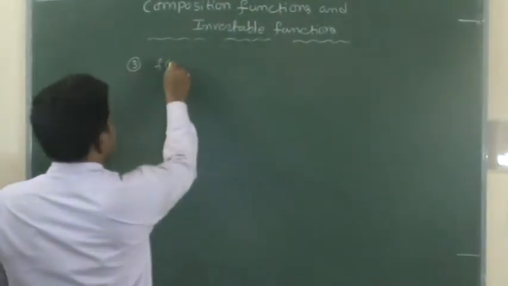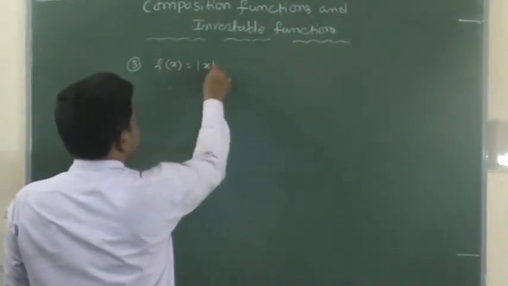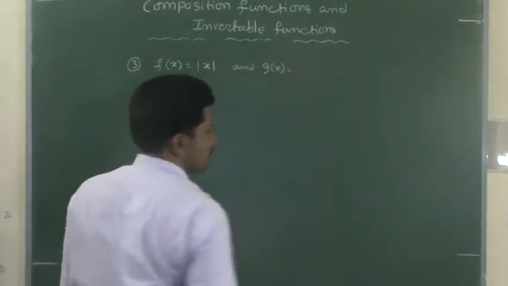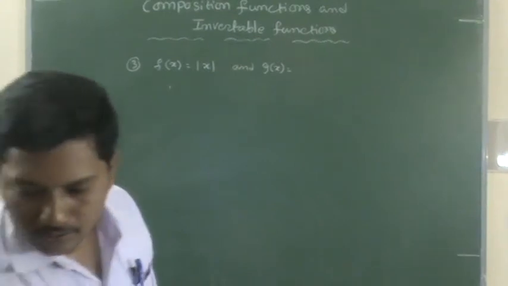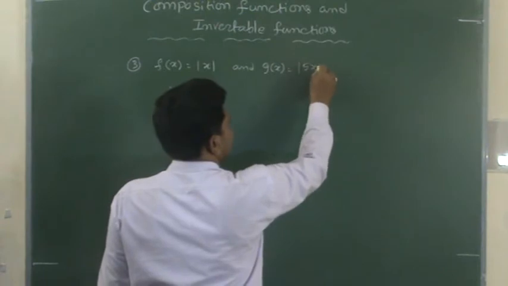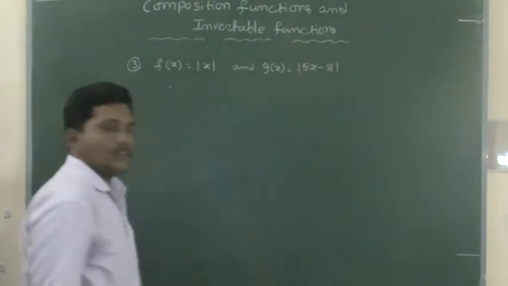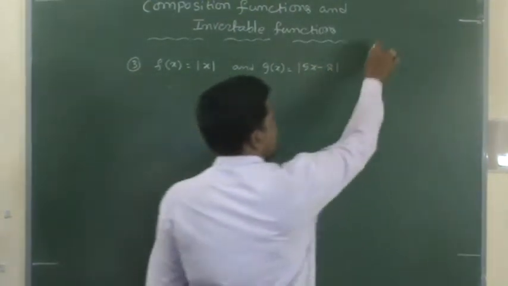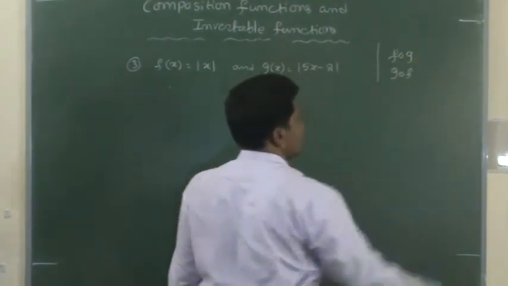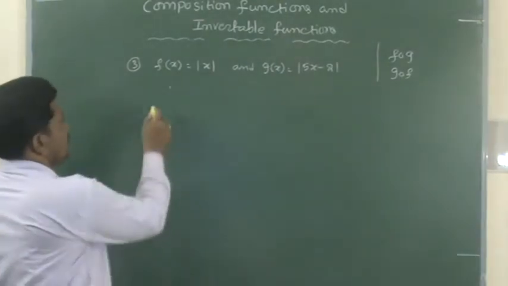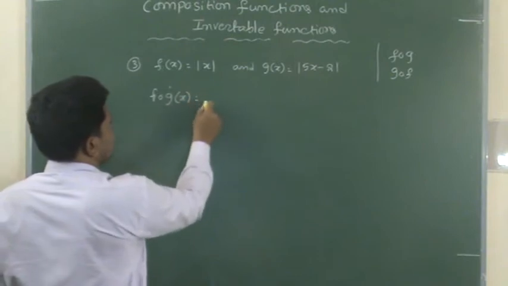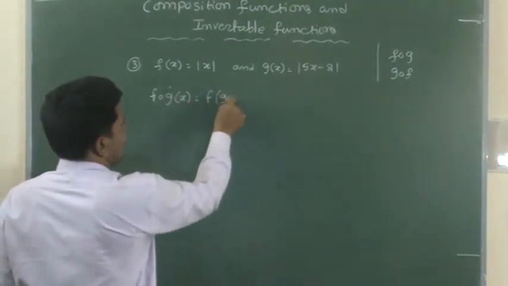f of x is equal to mod x and g of x is equal to modulus of 5x minus 2. Now I want to calculate the same thing: f circle g and g circle f. Okay. Now what is f circle g? f circle g of x, right? Therefore this is f of g of x.